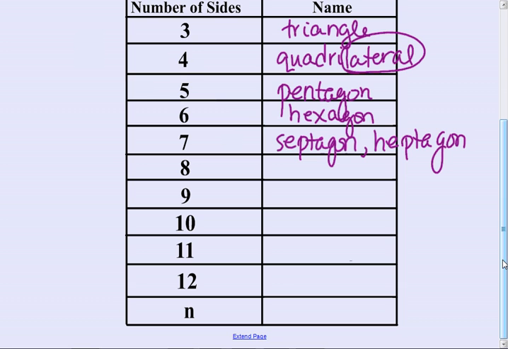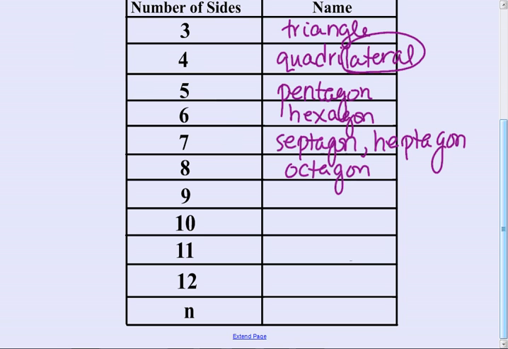Okay, what's an eight-sided figure? Is it a heptagon? It's either one. They're both right. One's from Latin, one's from French. This is an octagon. What familiar shape is an octagon? Stop sign.